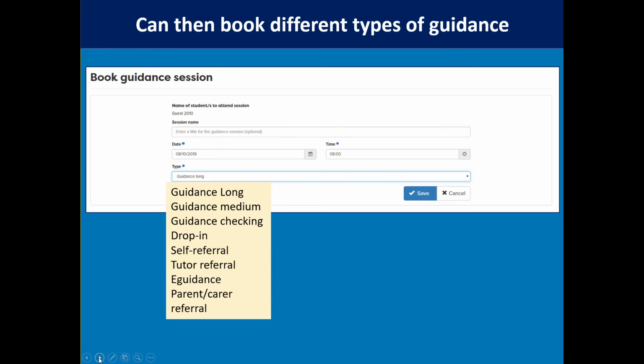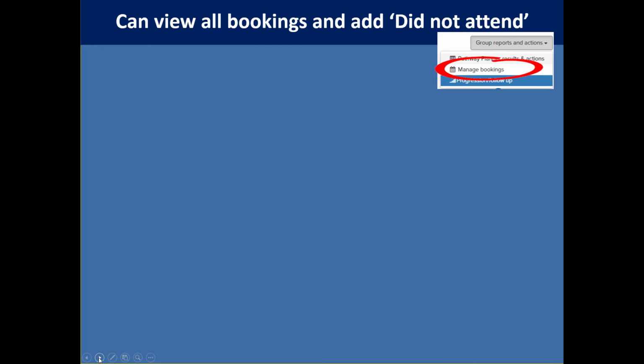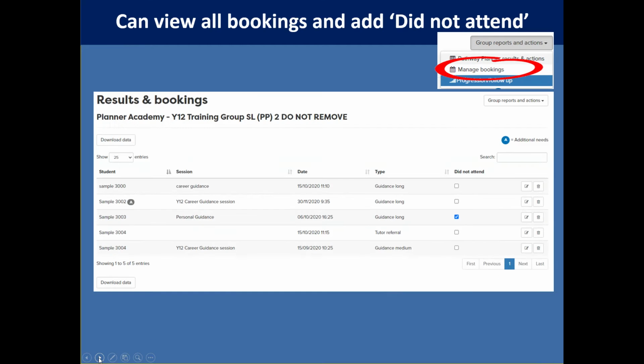So we don't put minutes here, but we say long, medium, check-in. If they dropped in, you can record that. If they self-refer, tutor refer, if they ask an e-guidance question, or if the parents refer them. And all that is going to appear on the timeline, which I'm going to show you. So once you've got lots of bookings, there is the option to manage your bookings, and then you can sort them. So these little arrows, you can sort them alphabetically by date or by types of guidance.